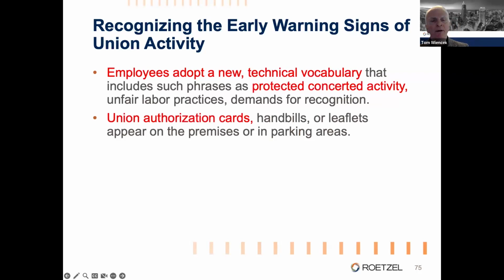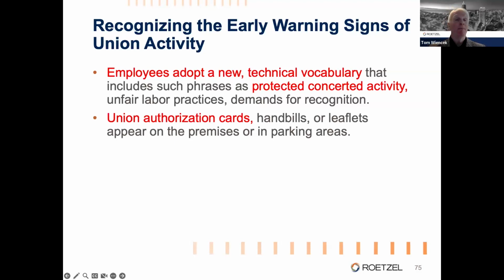And here's one. Employees are starting to adopt a new technical vocabulary, okay, like protected concerted activity and unfair labor practices. Employees normally don't talk like that. When they start talking like that, that means they're meeting with somebody that's telling them about their rights and it's part of an organization campaign.